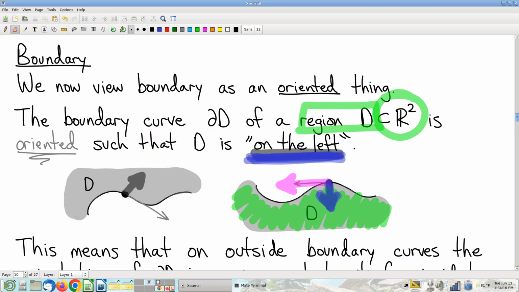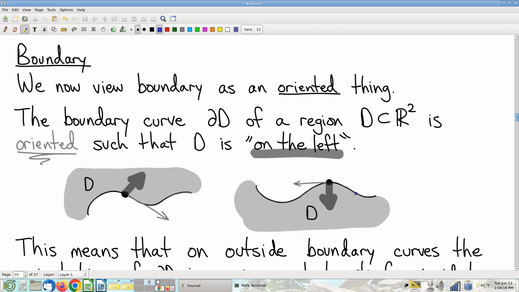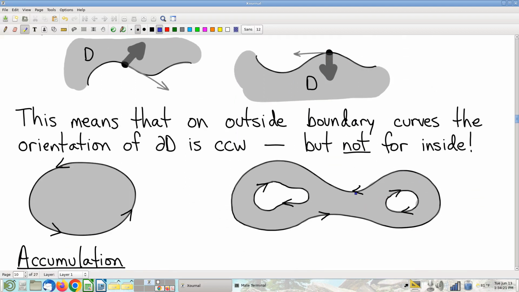Okay, now this is commonly misunderstood. A lot of people point out that, well, look, if here's the lake, and if I'm walking around the lake in such a way that the region is on my left, doesn't that mean that I'm always going counterclockwise? And very often, yes. But not always, because think about a case like this. Think about a case where our region is like this.